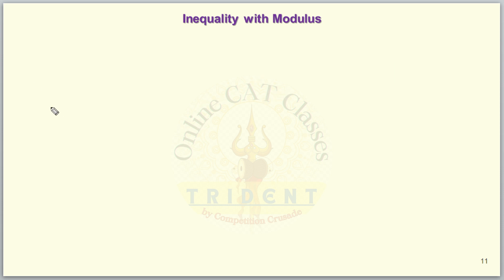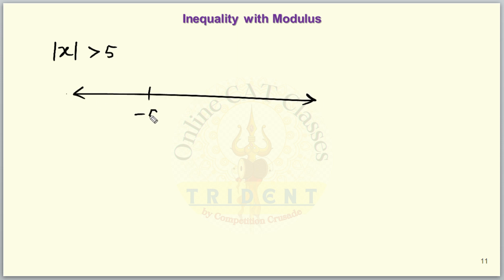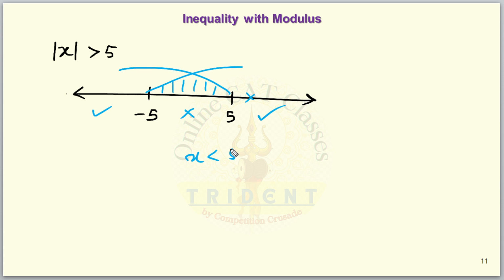Let's do an example. Say I have mod of x is greater than 5. So I'll do the check for both minus 5 and plus 5. Take any number beyond the plus 5, say let's take the number as 6. Does this satisfy? Yes. Alternatively, put a cross and a tick. So the answer will be in this range, which is going to be x outside the range minus 5 to 5.